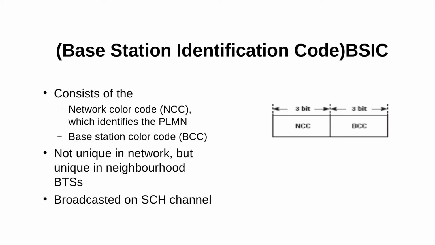So when you talk about the base station identification code, basically it is composed of two fields. One is the network color code, which is of 3 bits, and the other is the base station color code, which is also of 3 bits. Now, as you can see, for a network, the base station color code would repeat after every 8 base stations. So the base station identification code is not meant to be unique in the whole network for all the base stations, but it is meant to be unique among the immediate neighboring base stations.